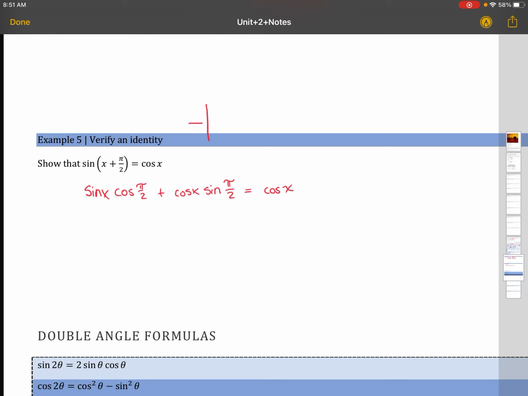Fantastic. So now the cosine of pi over 2, remember on the unit circle, cosine is an x value. And pi over 2 is 90 degrees. So pi over 2 is right there. And the x value when you're on the y-axis is 0. So this is sine x times 0 plus cosine x times. Now remember on the unit circle, the highest you can go is 1, and the sine is the y value. So here at pi over 2, you're at the point (0, 1). So that means that the sine of pi over 2 is 1. So you end up with just cosine x times 1 equals cosine x. So we verified that identity.